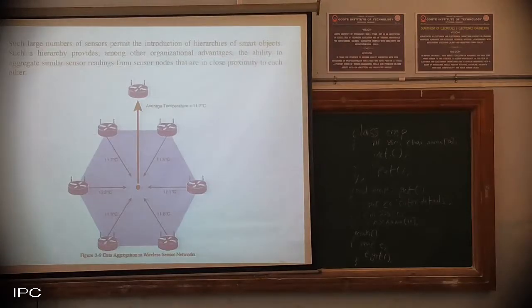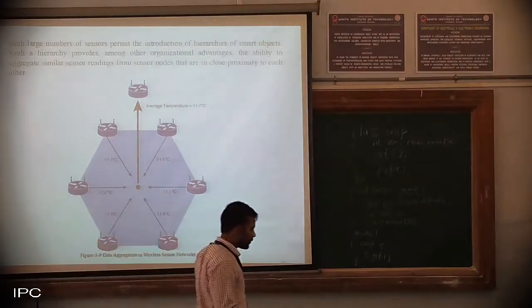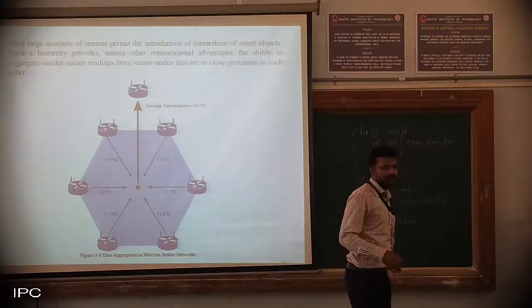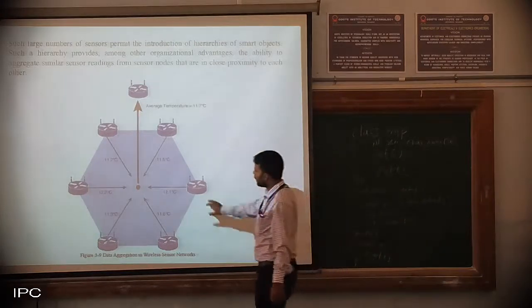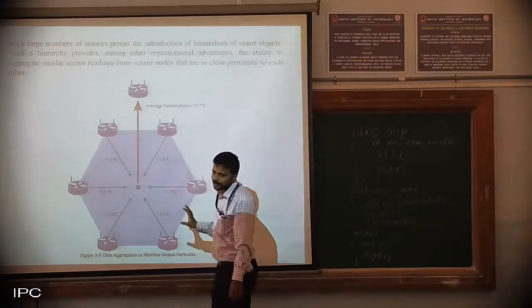Number of sensors. So it is possible to introduce hierarchies of smart objects such that we can increase the accuracy of the system. Always in a sensor, the major disadvantage is the accuracy of those sensors. How to improve that accuracy of the sensors? By deploying different sensors at different points.